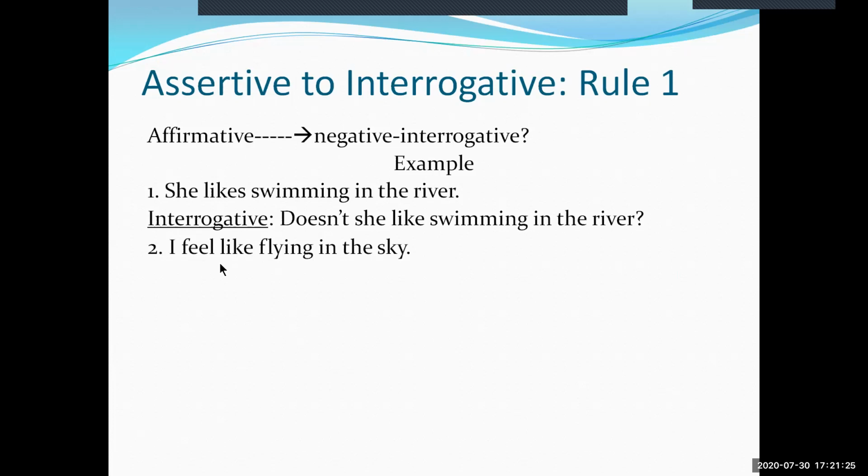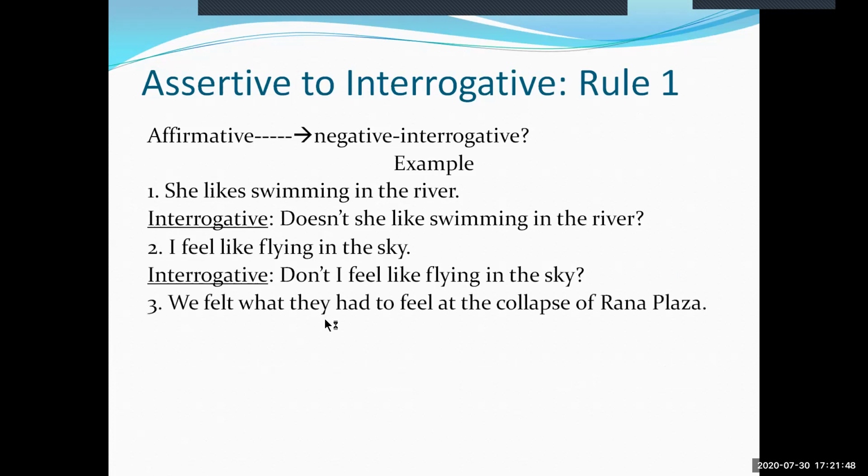Then we have to add the negative word not with the auxiliary verb do, and it will read like don't. So we have to write this don't at the beginning of the interrogative sentence and rewrite the sentence like: don't I feel like flying in the sky. So that is the interrogative form of the example number 2 here I am showing.